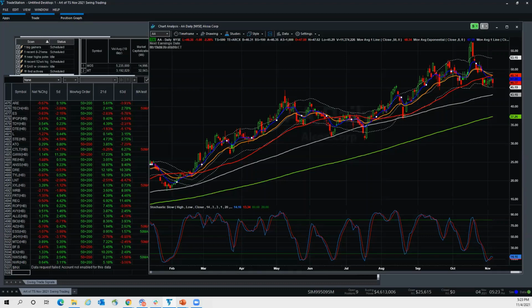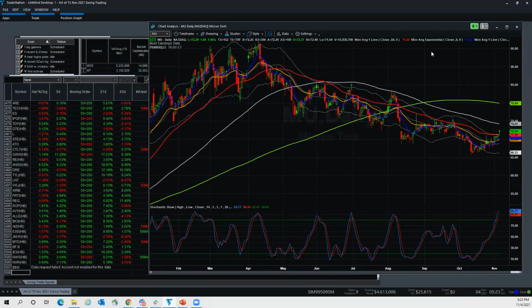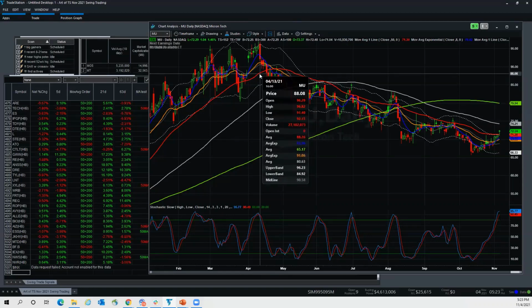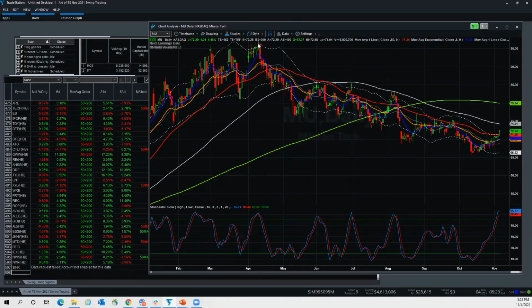Another one was Micron on the 13th. There's many more. These are two that just sprung to mind. Here's a failed breakout on Micron on the 13th of April. It went up to that high, failed, and basically hasn't gone back there since.